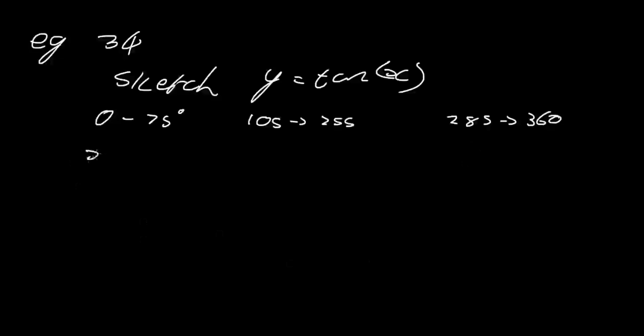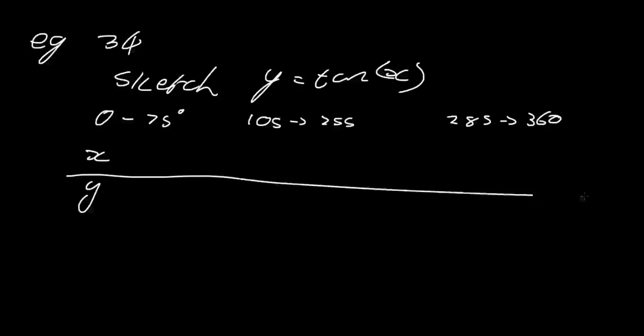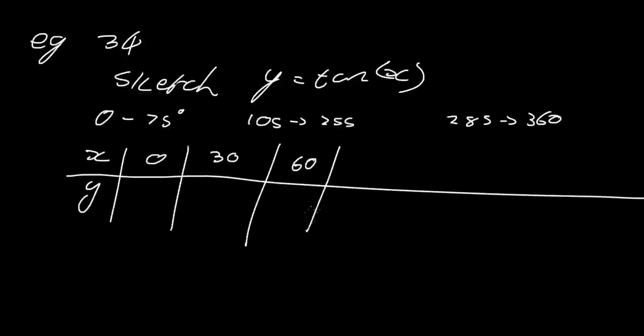So you're going to select x and y, and you're going to make your table, and you're going to put there maybe 0, 30, 60, 75. You see, because we can't go up to 90 because it says sketch from 0 to 75. So that's our first interval. Okay, so we stop there.